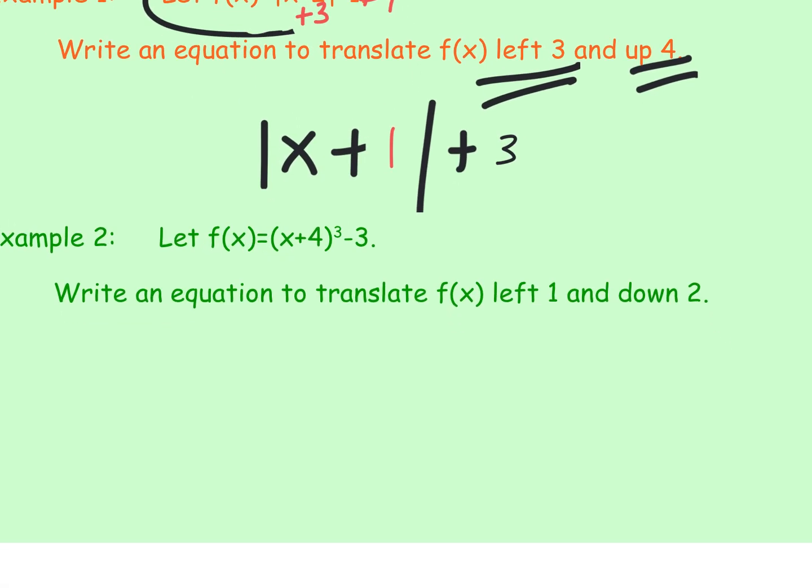So if I wanted to move this one left 1 and down 2, put the appropriate things here and get a final answer. I'm going to have you pause for just a second so kids have time to finish this up.